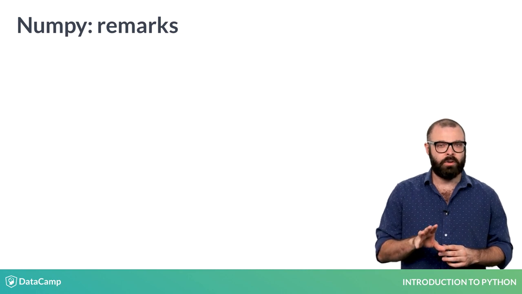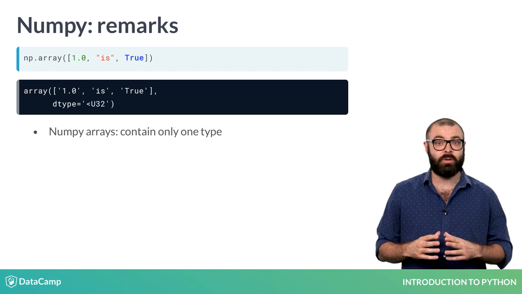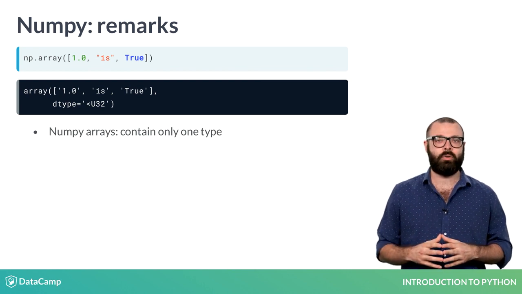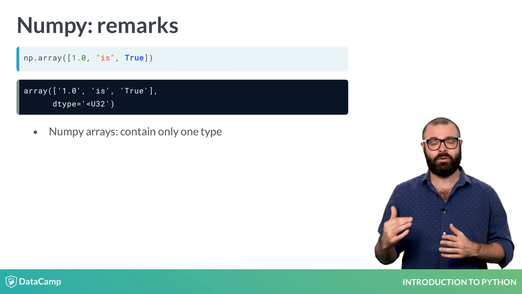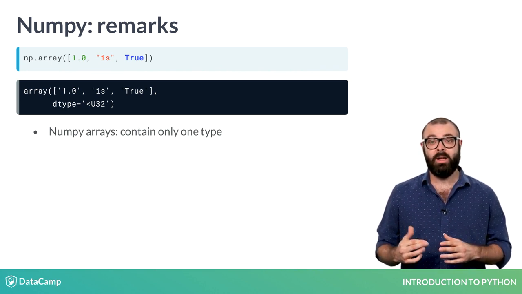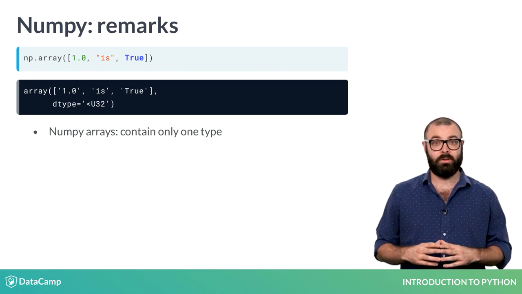First of all, Numpy can do all of this so easily because it assumes that your Numpy array can only contain values of a single type. It's either an array of floats, an array of booleans, or something else. If you do try to create an array with different types, like this for example, the resulting Numpy array will contain a single type, string in this case. The booleans and the floats were both converted to strings.